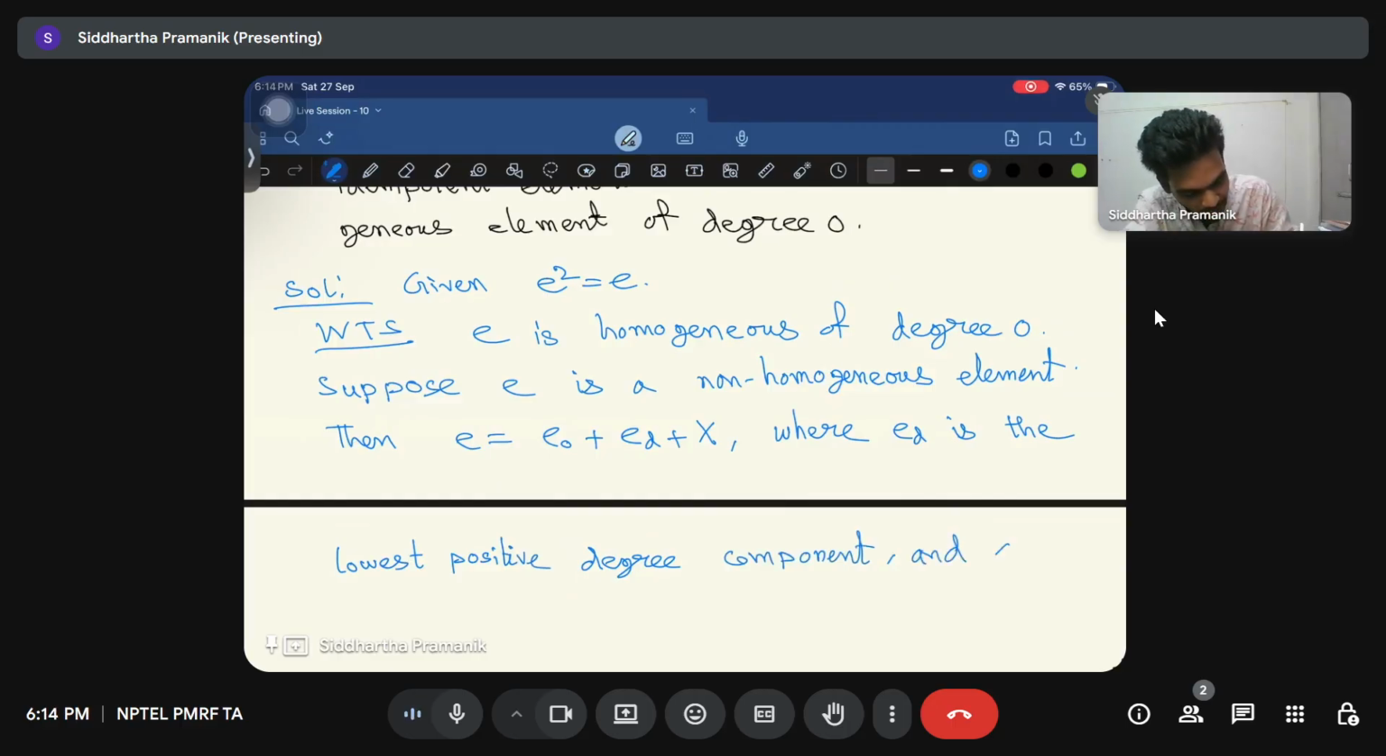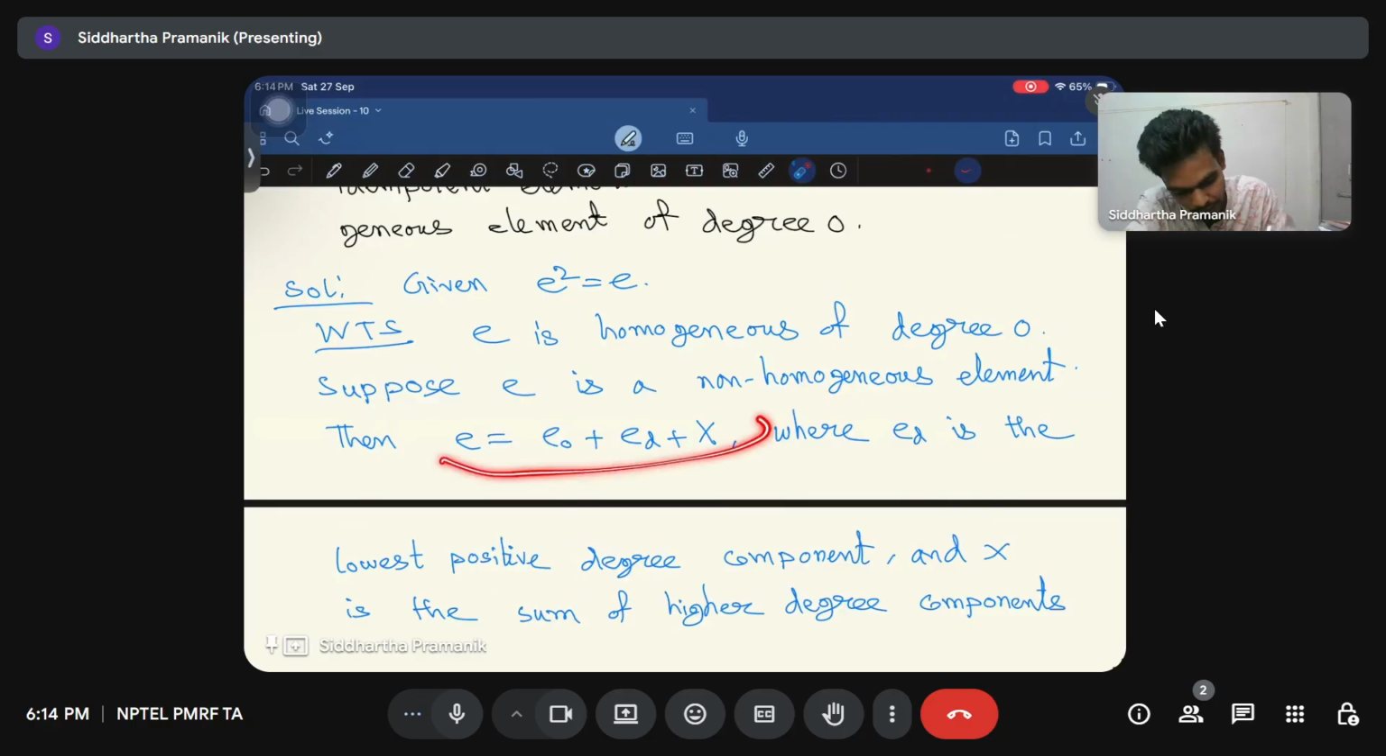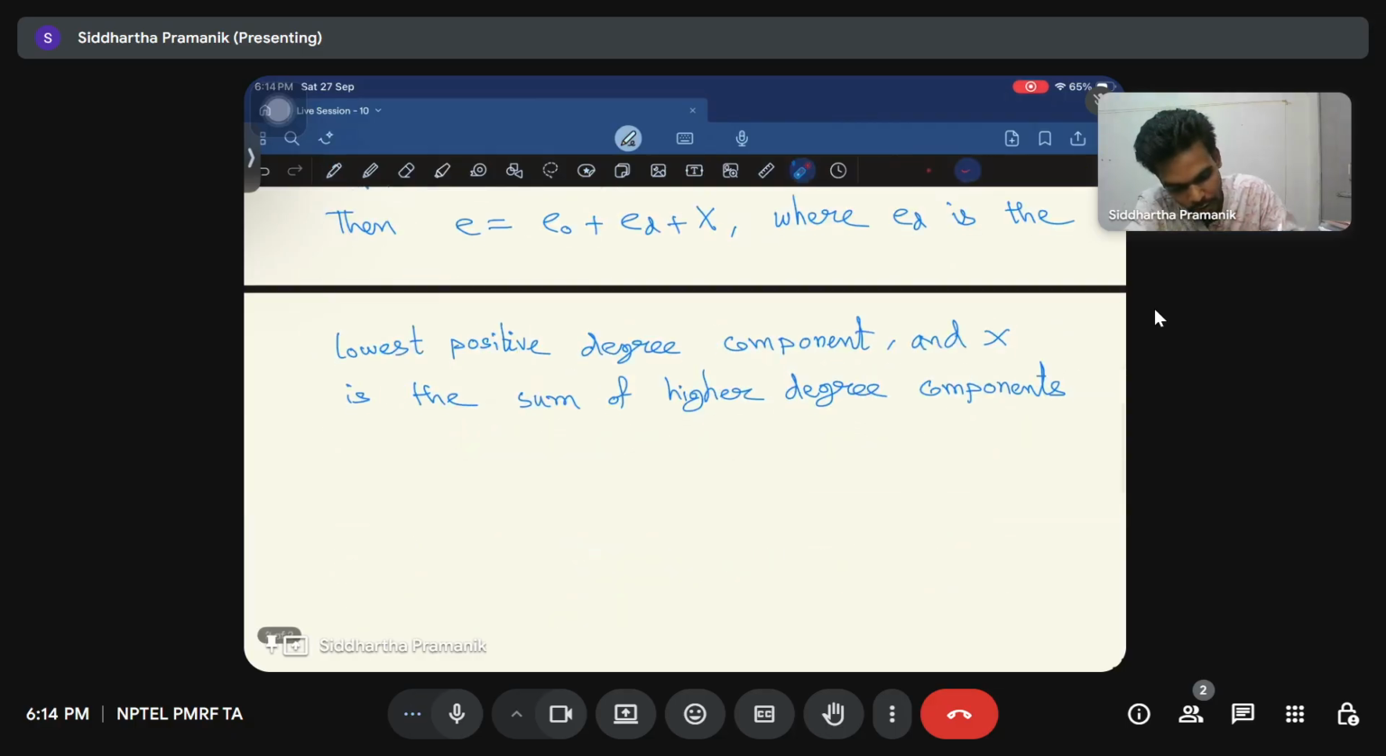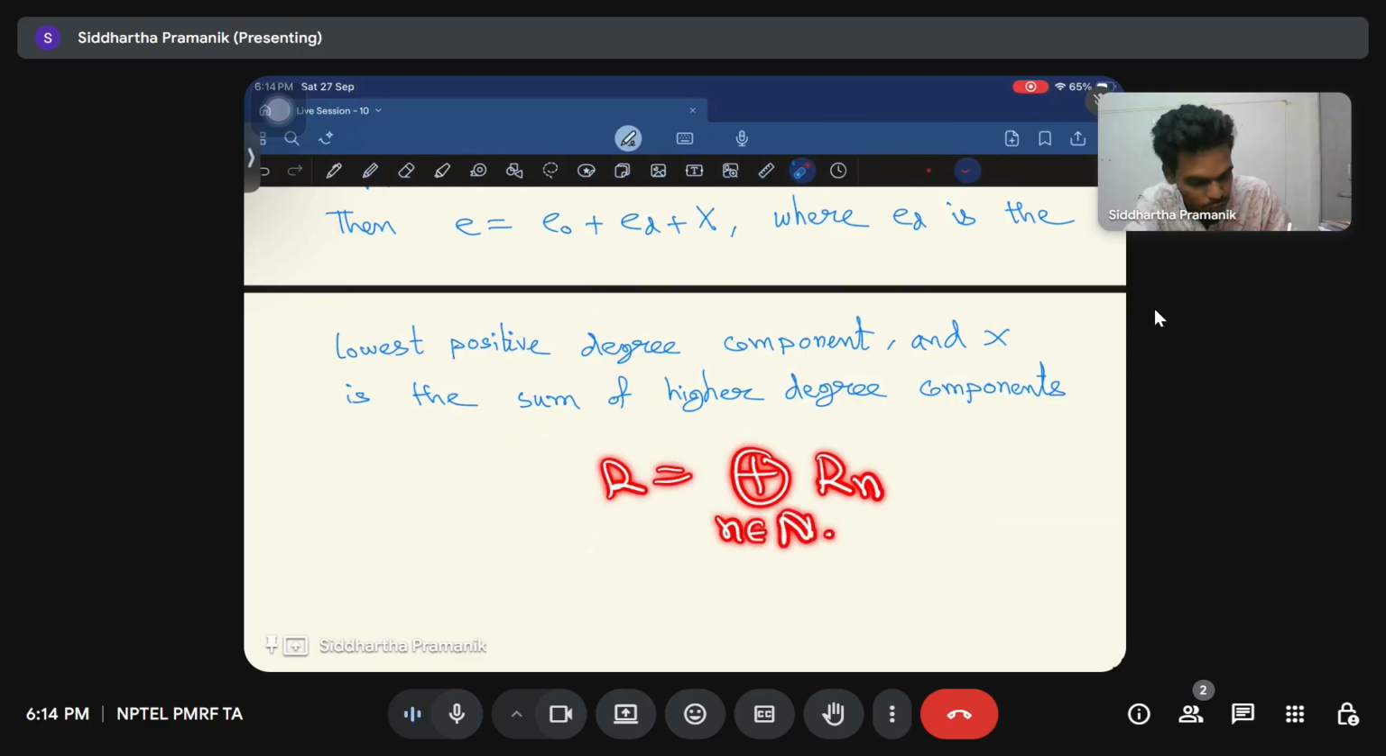And X is the sum of higher degree components. So we can write E in this form because our ring R is the direct sum of Rn, where n belongs to the natural numbers, and Rn is the nth homogeneous component. So it's a direct sum.